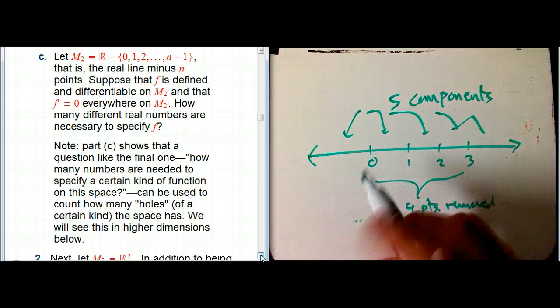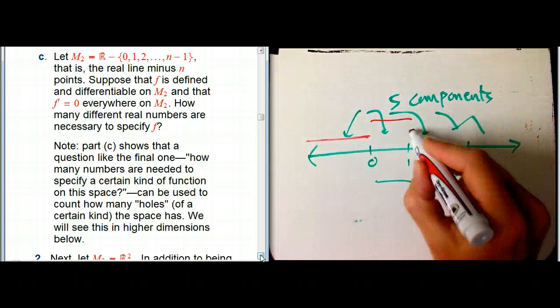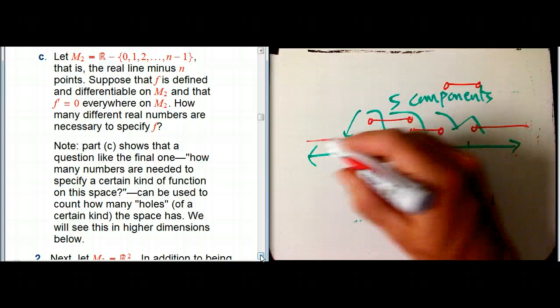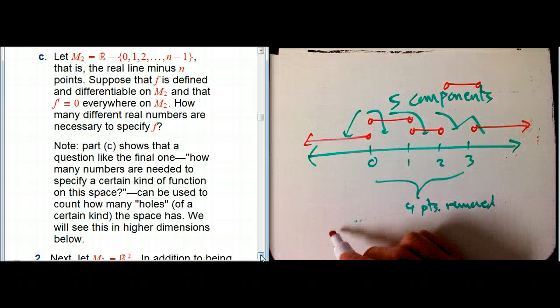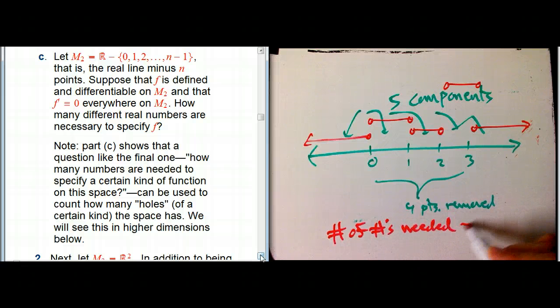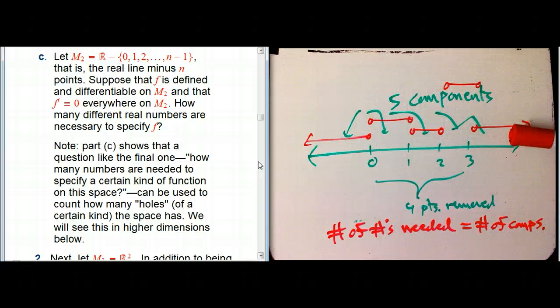Okay. Now if I have a derivative 0 function, let's go back to red for that, I can have 5 different values. And so 5 numbers are needed to specify this function. Okay. So the number of numbers needed measures the number of components. Okay. So it seems like a very overly fancy way to measure the number of pieces of something. I look at all the possible vanishing derivative functions on this space, and I ask how many numbers do I need to describe that.